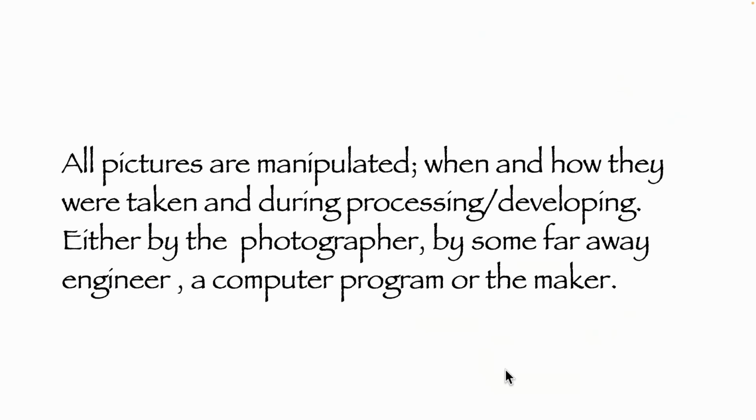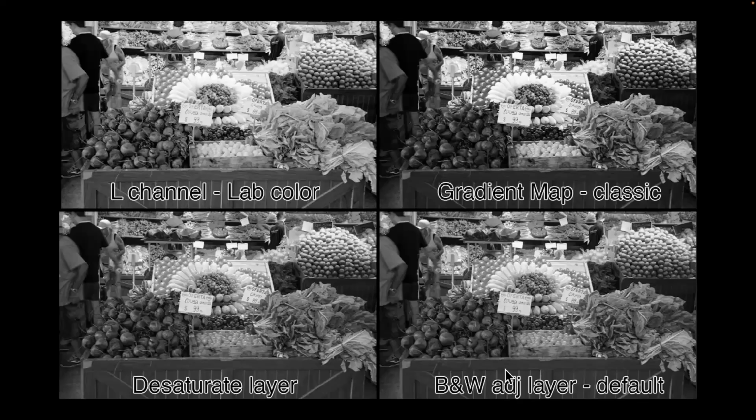Now, we're talking about manipulating pictures, and you just have to accept the fact that all images are manipulated. They're manipulated when someone decides what picture to take, what camera to use, what lens to use, what film to use, how to process it, how to print it, on and on and on. As we change that first image into black and white to try and find out where the tones are, the system that we use changes the result. So these are the four most popular ways to take a color image and turn it into a black and white.